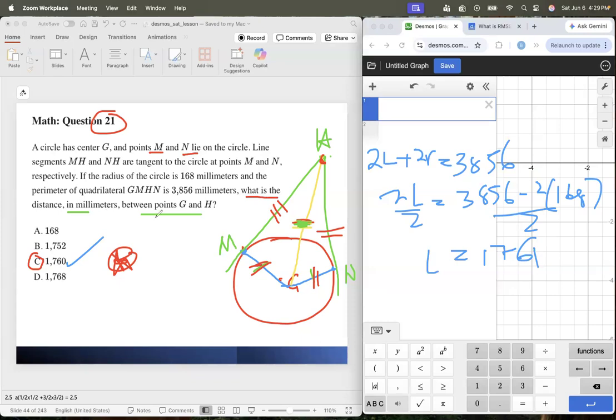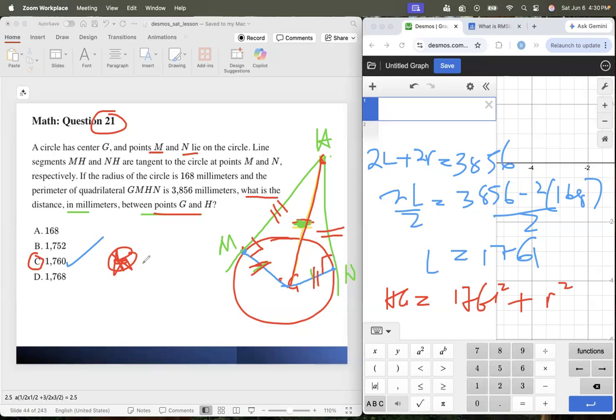What is the distance in millimeters of G to H? This is what we're going to find. We find just L. And I know this is 90 degrees. This is going to be HG is equal to the square root of 1761 squared plus the radius squared. Here, 168. But you don't have to calculate it.